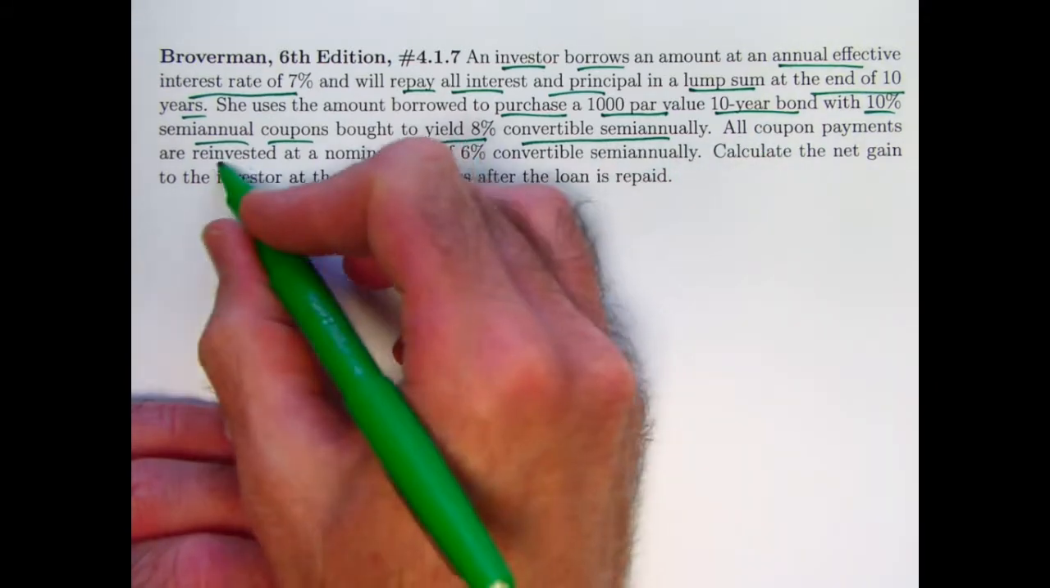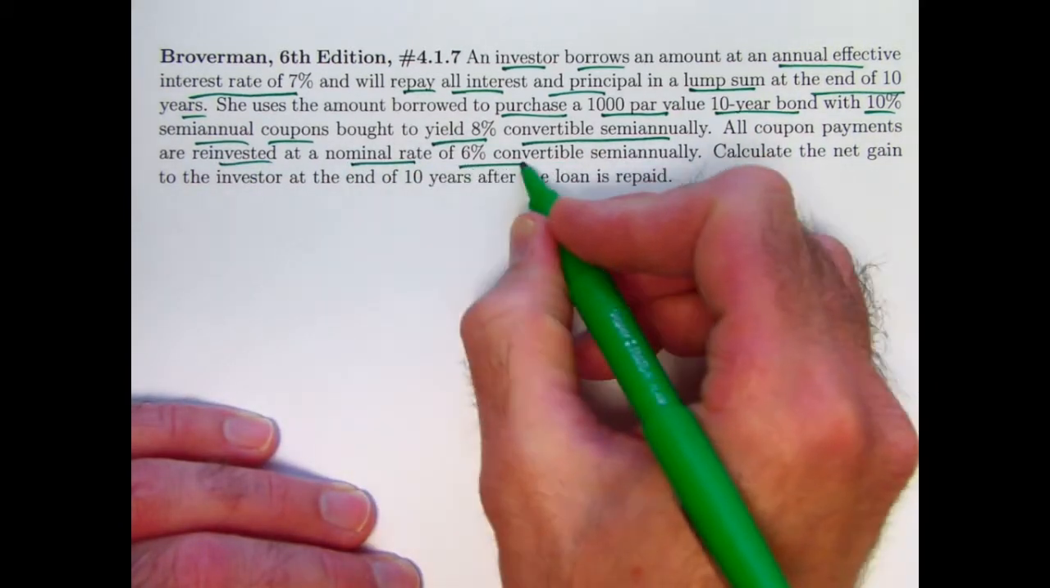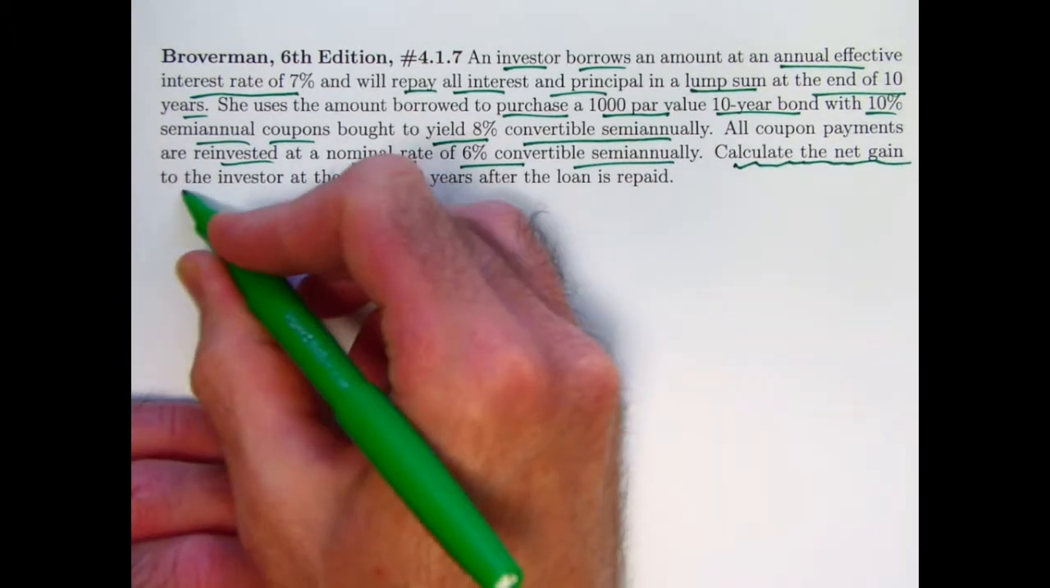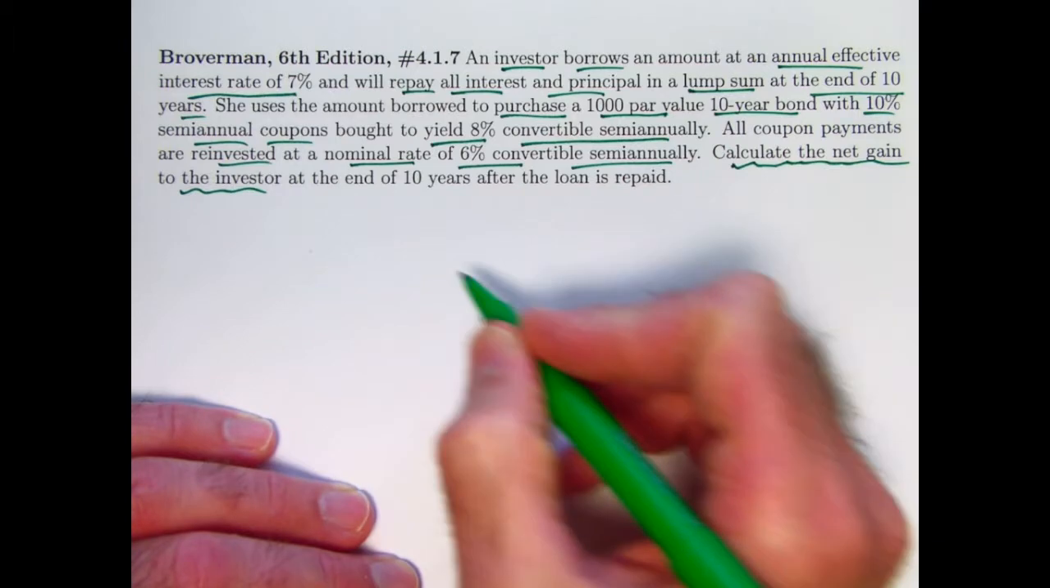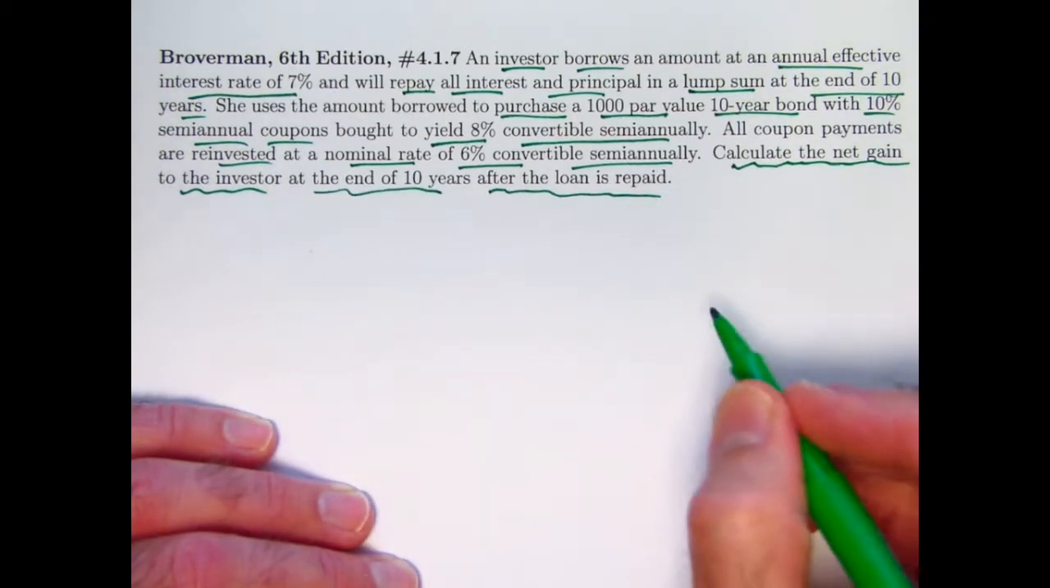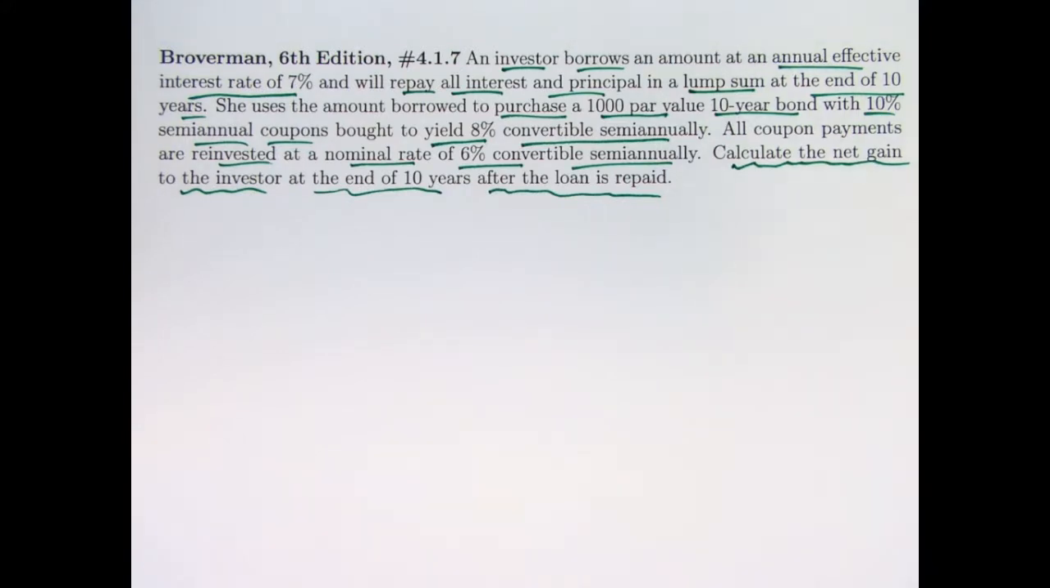All coupon payments are reinvested at a nominal rate of 6% convertible semi-annually. Calculate the net gain, not a percentage gain, but a money amount to the investor at the end of 10 years after the loan is repaid. So there's a lot going on here. Just break it down piece by piece.